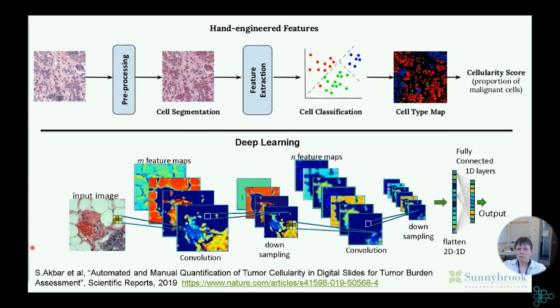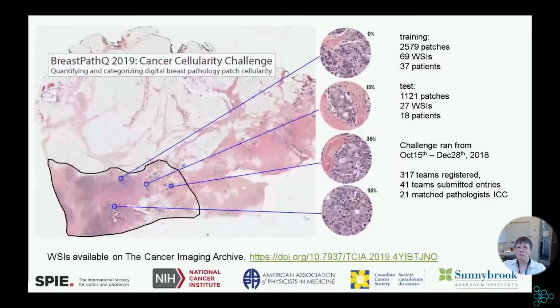Shazia Akbar was a postdoc in my lab. She took on the same data, and within less than a month, she was able to train a fully convolutional neural network to produce the same kind of output as here. So instead of going through all these steps, she just puts the image in and it outputs the cellularity. It turns out this is a much more efficient way of doing it. And we released this data in 2019 for a challenge.